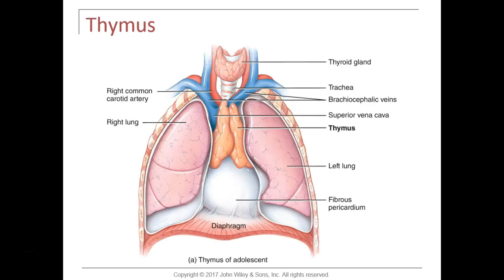The thymus gland is located in the thoracic cavity, just superior to your heart in the mediastinal area, and just deep to the sternum. You can see here in this picture, the sternum has been removed, and the thymus gland lies pretty much on top of where the superior portion of the heart would be. And the thymus gland is one of those primary lymphatic organs.